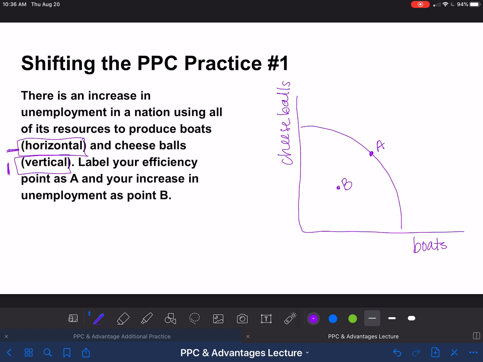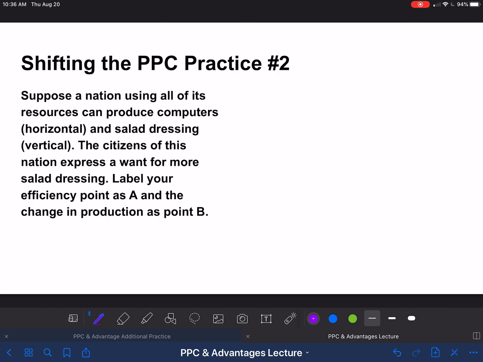And that is a fully drawn and labeled production possibilities curve showing a change of increasing unemployment in a nation that produces cheese balls and boats. Let's look at the second problem. Again, I would draw this out on a piece of paper and practice drawing and manipulating these production possibilities curves.